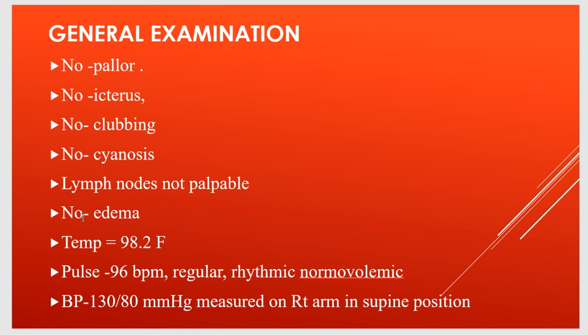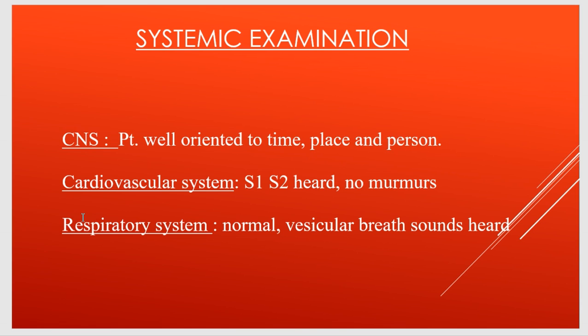General examination: pallor, icterus, clubbing, cyanosis, edema absent, no palpable lymphadenopathy. Temperature is 98.2 Fahrenheit, the pulse is 96 beats per minute, regular, rhythmic and normovolumic, blood pressure 130 by 80 millimeter of mercury, measured on right arm in supine position.